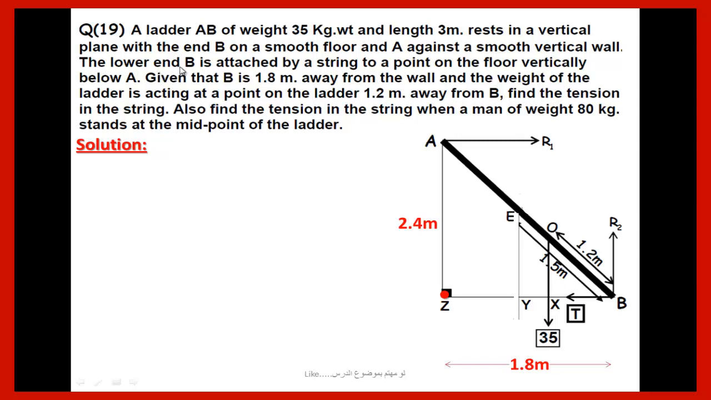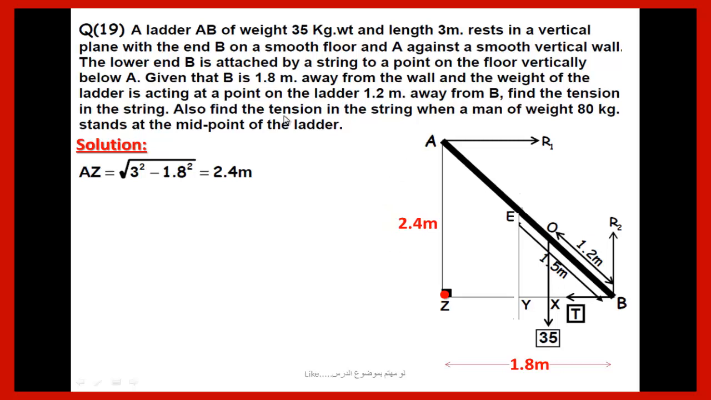The lower end B is attached by a string to a point on the floor vertically below A. This point is Z, and the string is BZ, and the tension in the string is denoted by the symbol T. Given that B is a distance 1.8 meters from the wall, from the point Z, we have BZ equals 1.8.